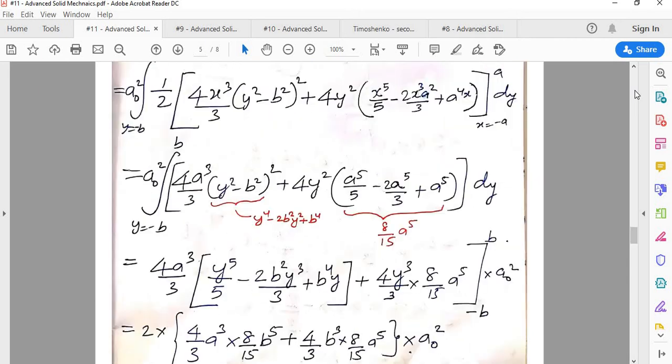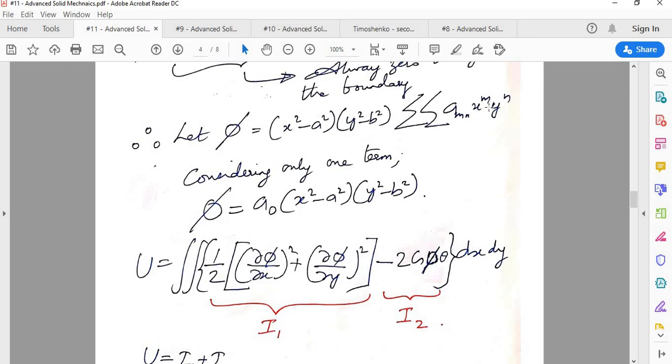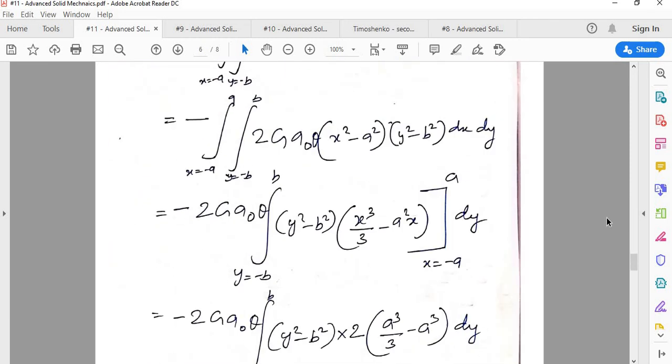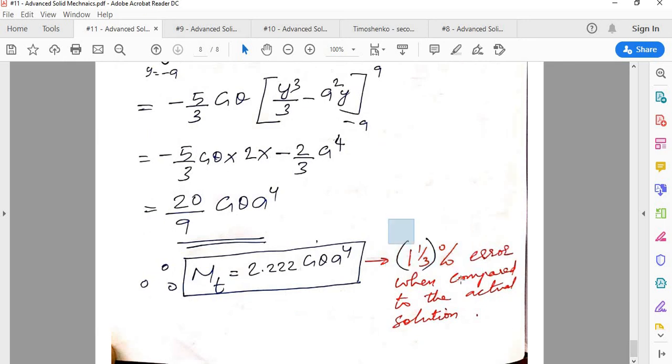So obviously this error will come down if you take more number of terms. In this particular expression, instead of one term, if you take 3 terms or 5 terms or 7 terms, as you increase the number of terms and do the same calculation, obviously it will be a very lengthy calculation, this error percentage will come down. Okay, so this is the lecture in which we have discussed the solution of torsion problems using the strain energy approach.